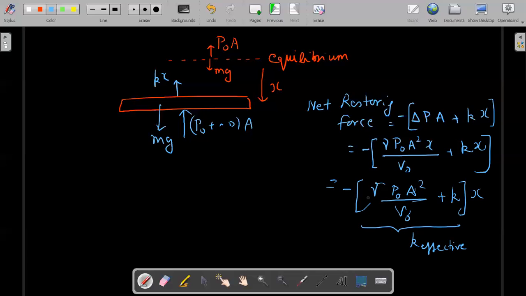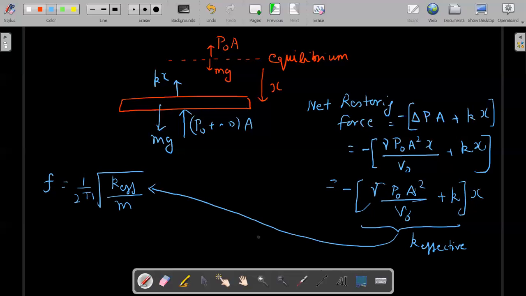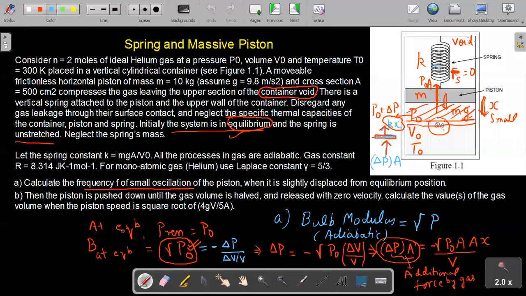And when we are familiar with the effective spring constant, we can write down that the time period or frequency of oscillation should be 1 over 2 pi square root of K effective divided by mass of system. So just put this value of K effective here, and then your first part, which is the frequency of oscillation, will be solved as per this question. Notice this first question was what was the frequency of a small oscillation when it is slightly displaced from equilibrium position, right?